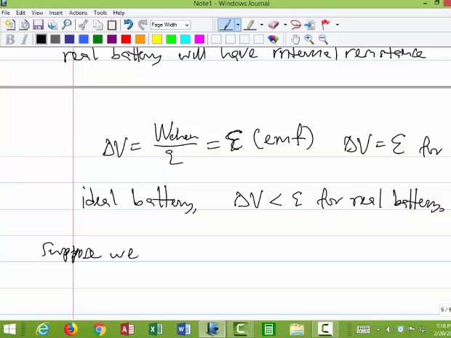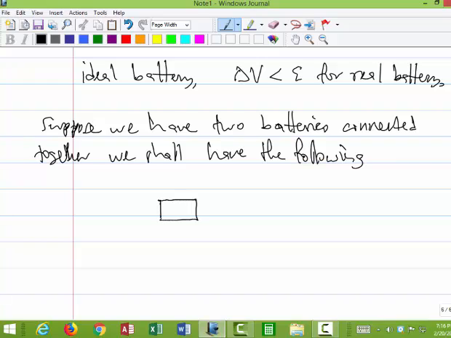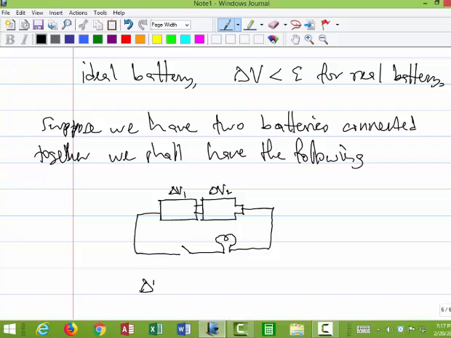So suppose we have 2 batteries connected together. So we shall have the following. So we have a battery this way, and then we connect the second battery this way, a light bulb again, and a switch. So this time we have the two batteries. This is delta V of 1. This is delta V of 2. So the total potential is going to be the sum of the potential for the two batteries, like that. So those two batteries are connected in series.